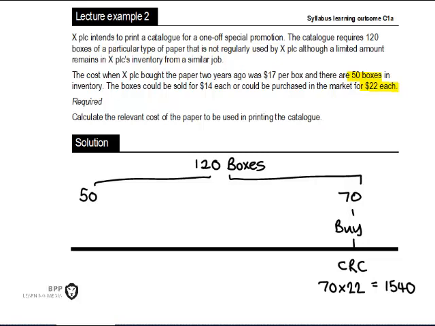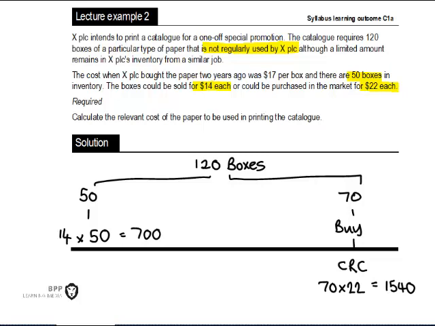So what about the other 50, the 50 that are in inventory at the moment? Well, there's a big clue in this question, and it says that the paper is not regularly used by XPLC. Now you'll see a term like that in quite a lot of relevant costing questions. And what we know therefore is that we're looking for a resale value. So are we told a resale value here? Yes, we are. We're told that it could be sold for $14 each, and therefore $14 times 50 will give us a total of $700.